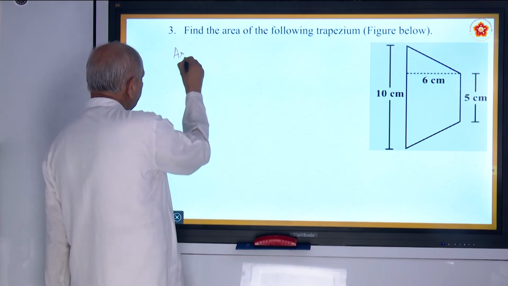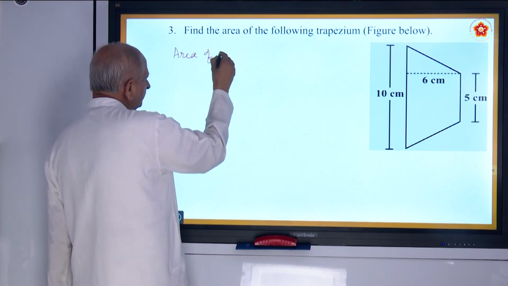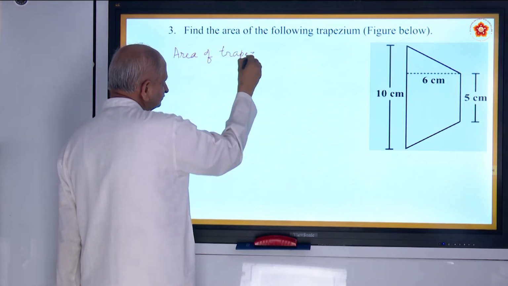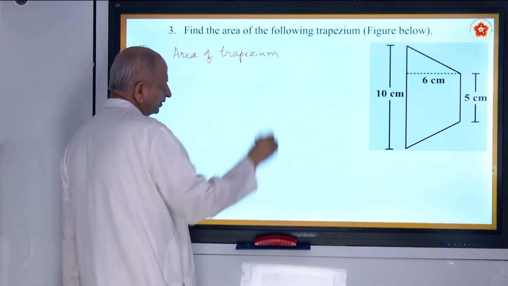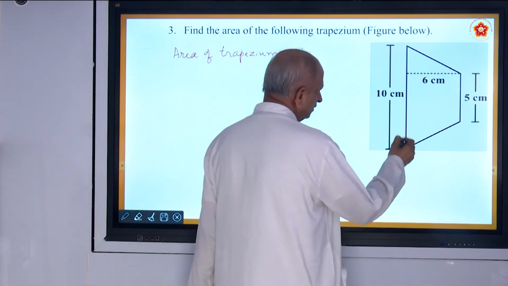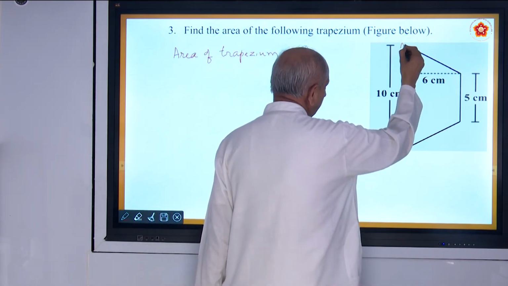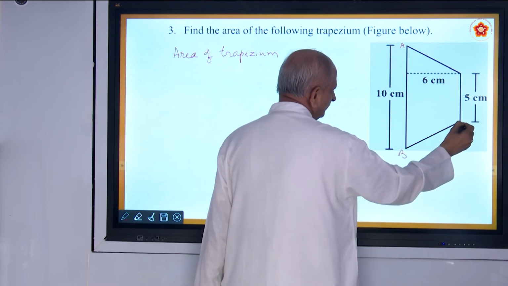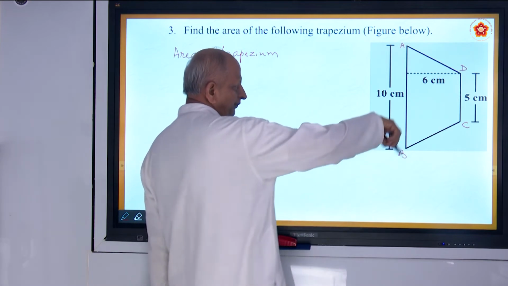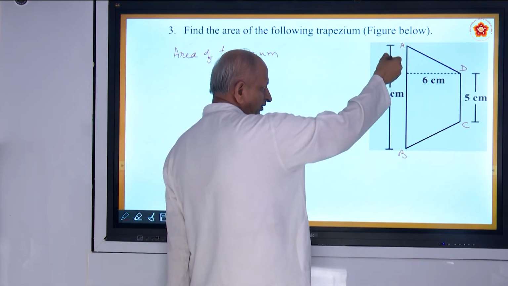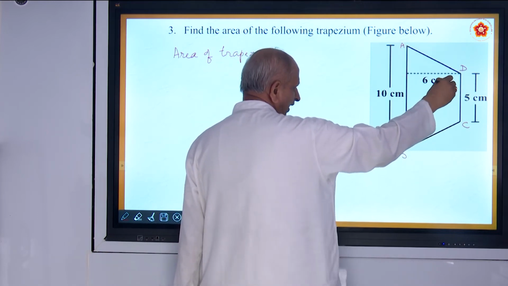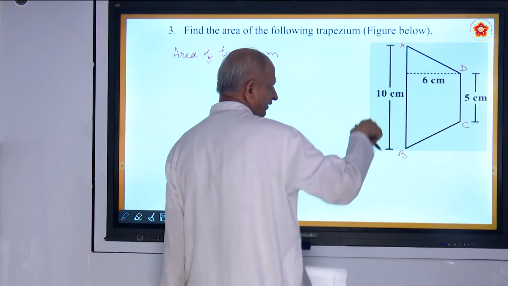So area of the trapezium. What is the name of that? So it is also a quadrilateral. You can name it if you want. Say we will start with A here, B, C, D. There are two types of writing it. It is called anti-clockwise. You can do it in clockwise also.